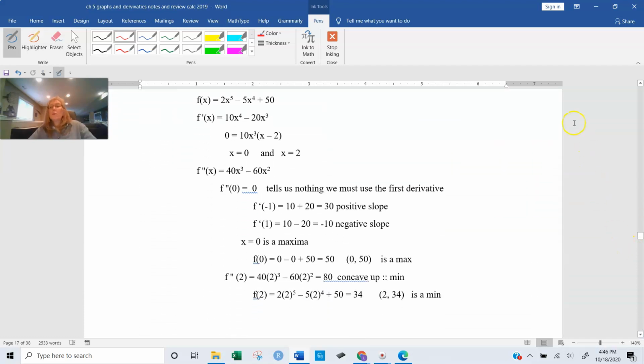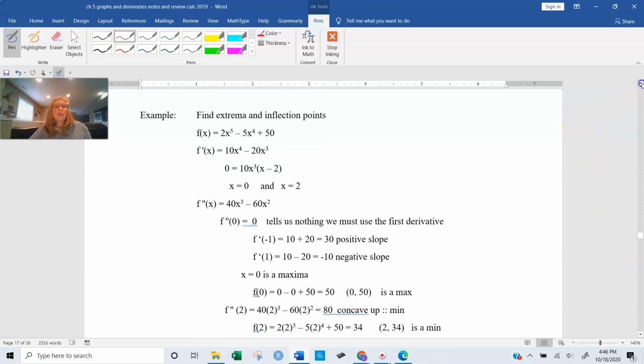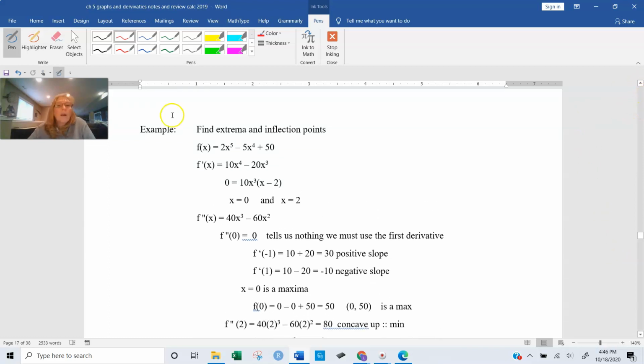Okay, relative extremas. So we're putting everything together here. f of x is the original. First thing you've got to do is find your first derivative, just like before. Set it equal to 0. We get x equals 0 and x equals 2. So these are where my maxes and mins are going to happen.